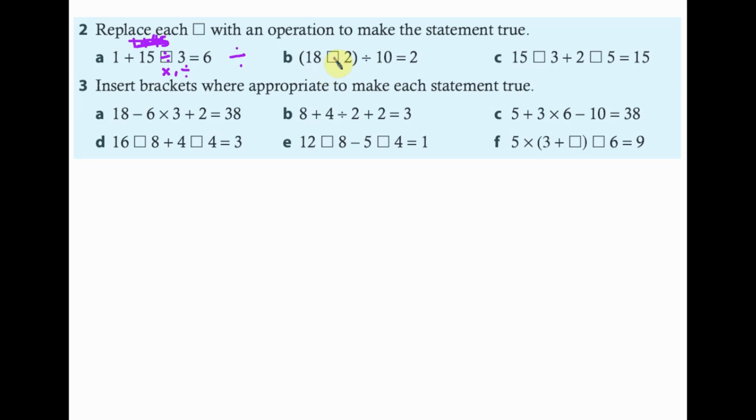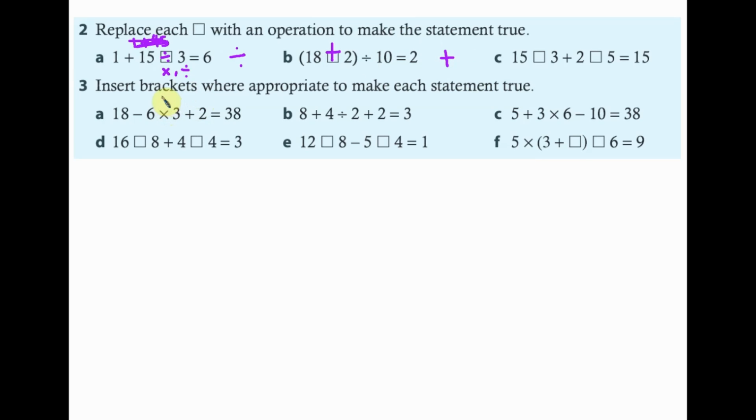Let's see, if I was multiplying this, 18 times 2, I get 36, divided by 10 is not going to be equal to 2. If I divided 18 divided by 2, I get 9, divided by 10 is not equal to 2. What if I added them? So 18 plus 2, I get 20, divided by 10. Oh, I do get 2. So in this case, my answer will be addition.